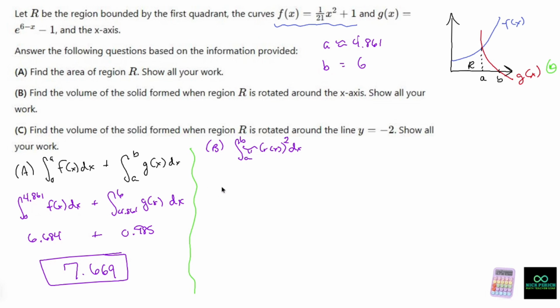Okay, so I'm going to write out from 0 to what I know now is 4.861. I'm going to put pi in front of it. I'm going to put f of x squared dx. And then I'm going to add from 4.861 to 6 pi g of x squared dx. So I'm going to run back to my calculator. I'm going to do all that fun stuff, and I'm going to see what happens.